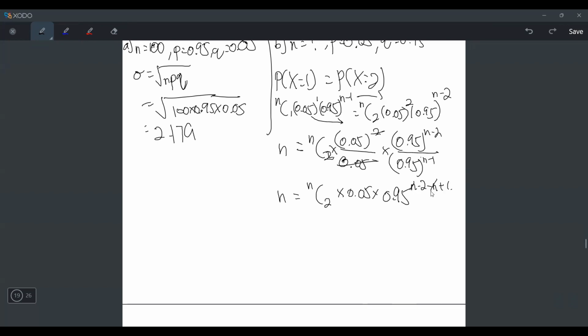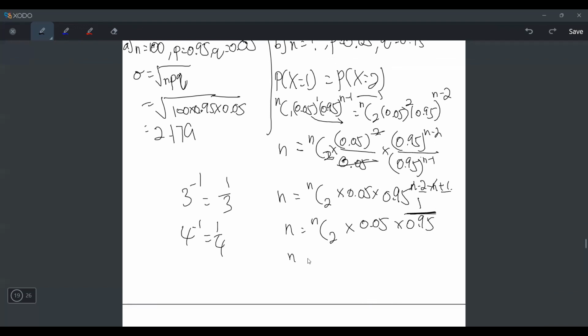And then n minus n is 0, negative 2 plus 1 is negative 1. So n equals to nc2 times with 0.05, and then times with 0.95 power negative 1. So we all know that 0.95 power negative 1 is actually what? It's actually 1 over 0.95, because if I say 3 power negative 1, it's actually 1 over 3, right? So 4 power negative 1 is 1 over 4. So if it's 0.95 power negative 1, then it's like this, okay?